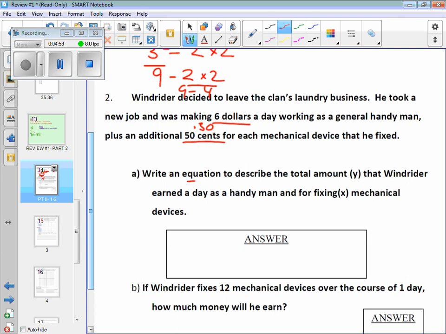And this is a key word, because when you see the word equation, automatically there has to be an equal sign somewhere. So I'm going to put that in my box. Equation means you've got to create something that has an equal sign. Otherwise, it's just an expression.